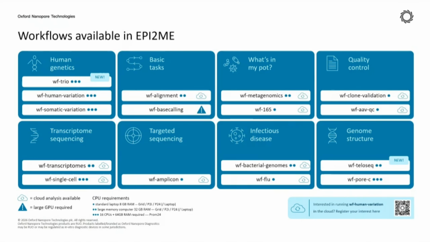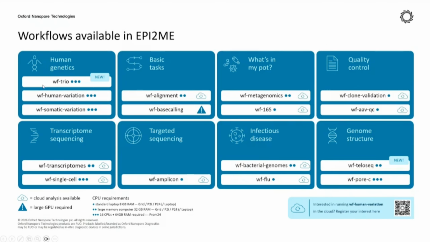So this is more specific detail on the workflows available in EPI2ME. For human genetics, there are three different workflows available at the moment. wf-trio is for trio analysis, and most of the time it is useful for cases like rare disease, where we have the parents' data and also the proband's data, and we try to see what genetic variants are inherited from the parents and could contribute to or be associated with the clinical observation that we are seeing in the proband.